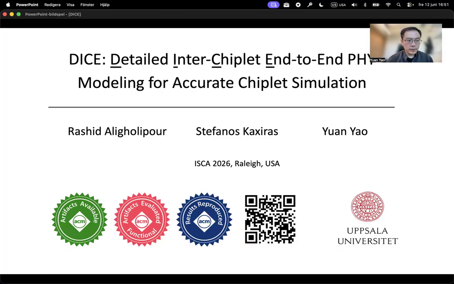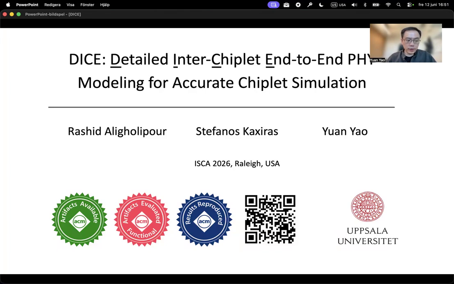Hello everyone, my name is Yuan, and today I will present DICE, detailed inter-chiplet end-to-end fine modeling for accurate chiplet simulation. This is joint work with Rashid Aligholipour and Stefanos Kaxiras, and we are from Uppsala University, Sweden. This work has won all the 3 artifact badges in ISCA 2026.